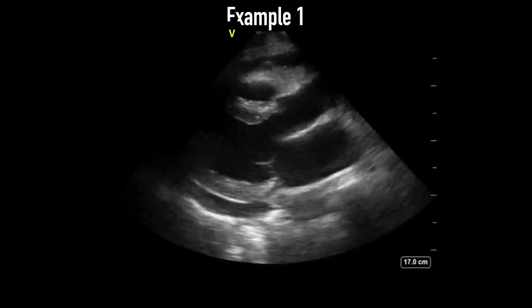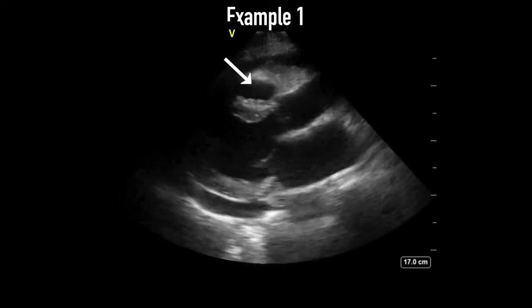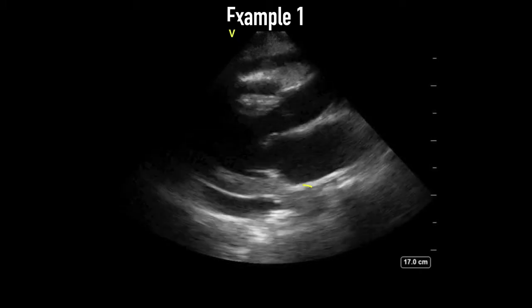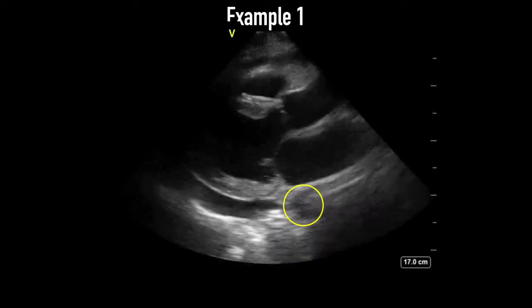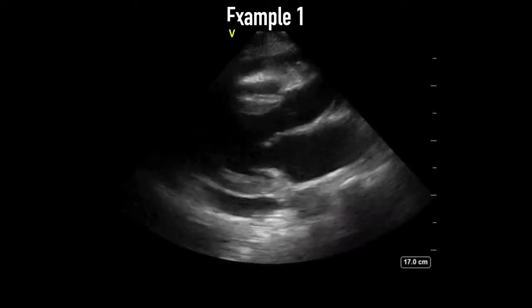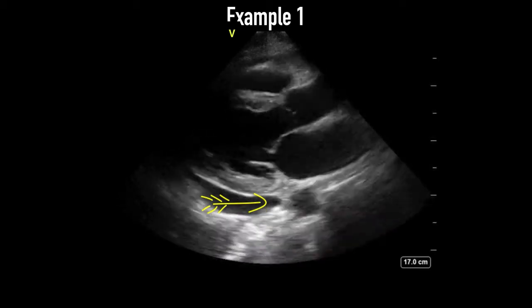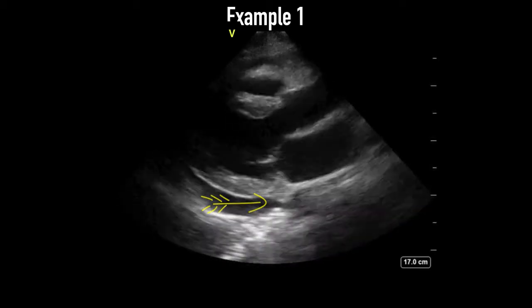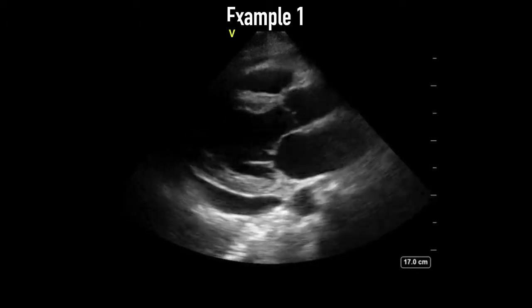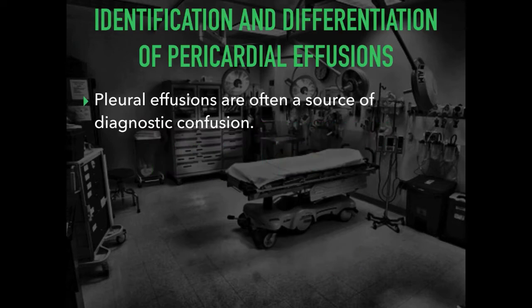Next, we move to a parasternal long axis view. Again, we see the left ventricle, left atrium, aortic valve, and aorta. Here we have the descending thoracic aorta, which is seen as a circular anechoic structure juxtaposed to the left atrium. Next, we see this wedge-shaped anechoic space. This wedge, which travels anterior to the descending thoracic aorta, is a pericardial effusion. This further confirms our suspicion that this is indeed a pericardial effusion. Pleural effusions are often a source of diagnostic confusion.